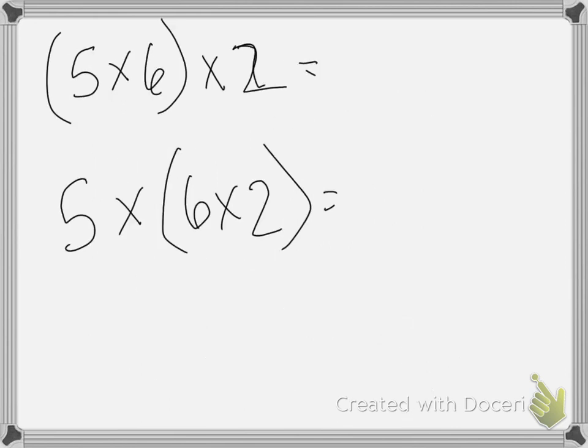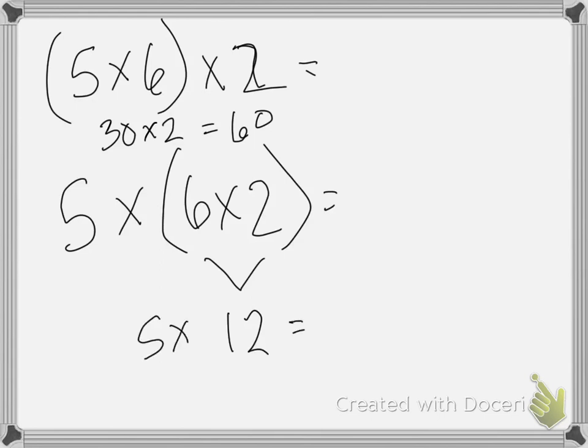Now this one will also give us the same answer, but which one do you think might be easier? Well, it might be easier to do 5 times 6 first, because 5 times 6 equals 30, and if I times that by 2, that equals 60. So that one might be easier for some people, but it also might be easier to do this one first. 6 times 2 is 12, and 5 times 12 is 60. So it might be easier to do one way or another way. Remember, this is called the associative property of multiplication.